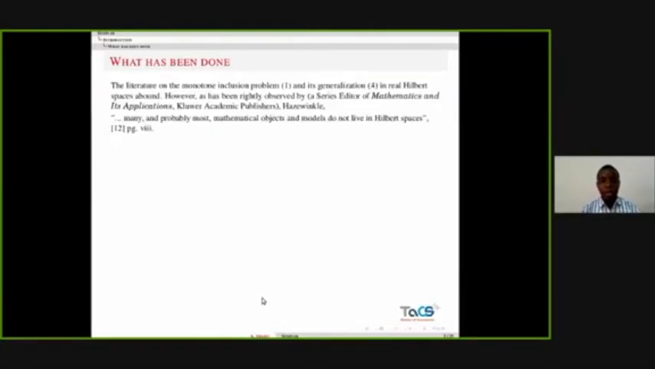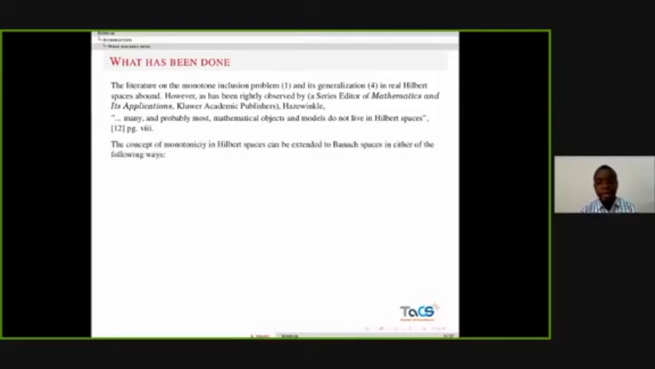The literature on the monotone inclusion problem (1) and its generalization (4) in real Hilbert spaces abounds. However, as has rightly been observed by a series editor of Mathematics and Its Applications at a publisher, Michiel Hazewinkel, many and probably most mathematical objects and models do not live in Hilbert spaces. Hence, there is a need to extend results established in Hilbert spaces to Banach spaces, which are more general than Hilbert spaces.